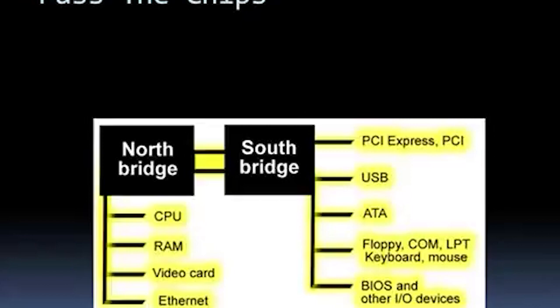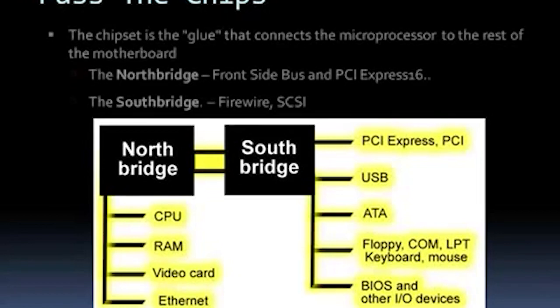The south bridge is a little bit slower. PCI Express, USB, ATA, the floppy drive, BIOS, and other interfaces. And this is how they've typically been handled. And there is some change coming along.